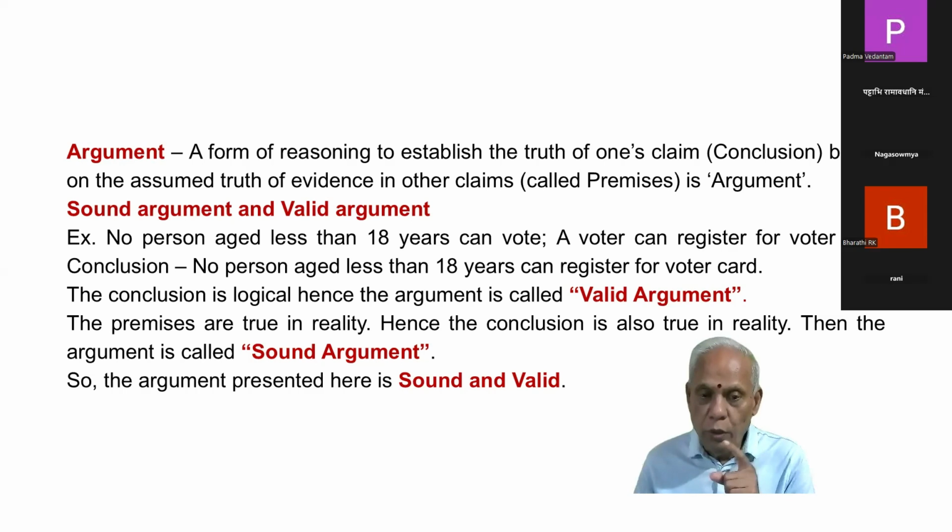Therefore, this conclusion is not only logically correct, but it is also a true argument. It's a true conclusion. Therefore, this is called a valid argument. Okay? The argument given for arriving at this conclusion is both valid and also sound. This is what is called a sound argument and a valid argument. We'll see other examples.